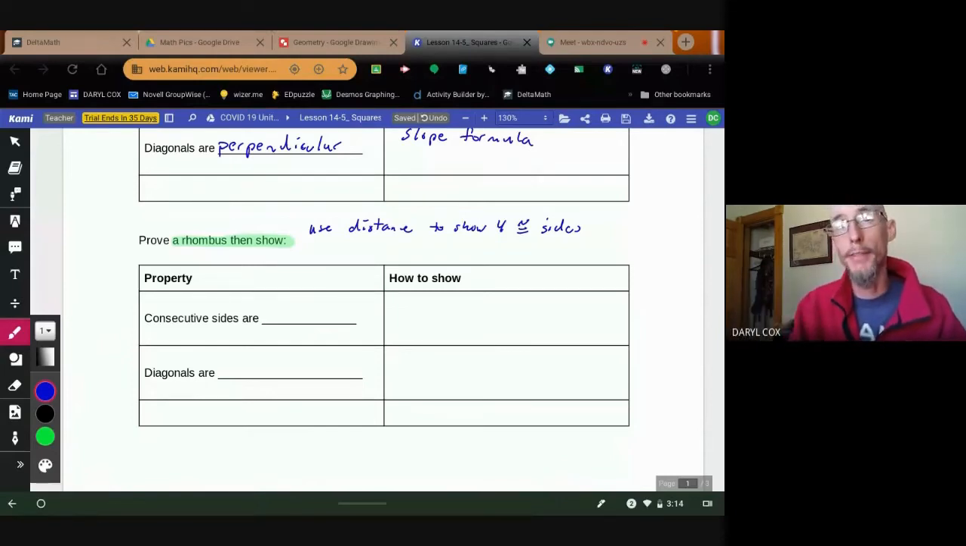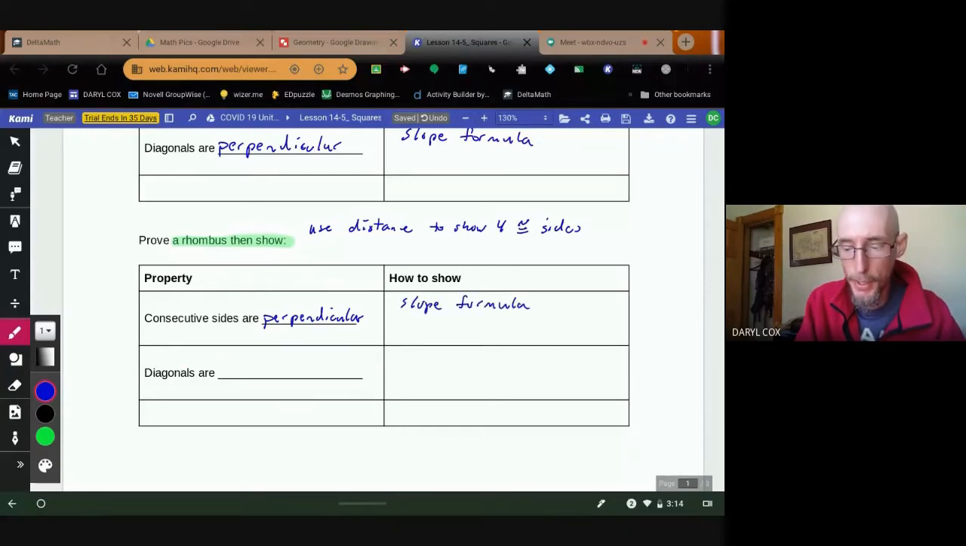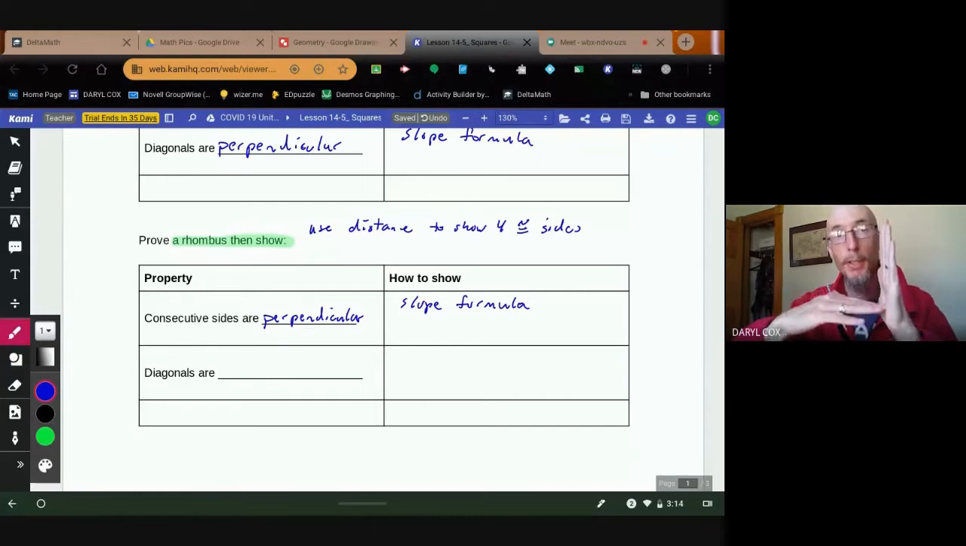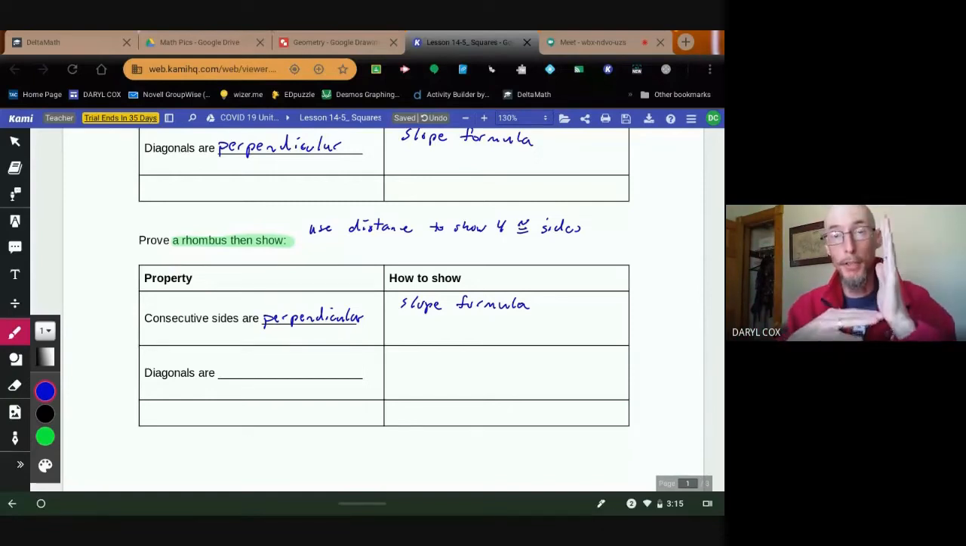What properties of a rectangle does this rhombus also have? What do you know about the consecutive sides of a rectangle? They are perpendicular. And what formula do I use to show sides are perpendicular? Slope formula. And again, just like when we did our rectangle to begin with, we showed it's a parallelogram and two sides are perpendicular. Bam, now that parallelogram's a rectangle. Once I know I have a rhombus, and two sides are perpendicular, then bam, that rhombus is now a square.